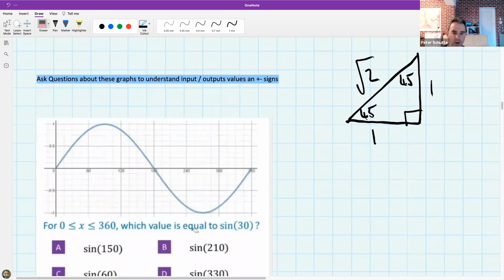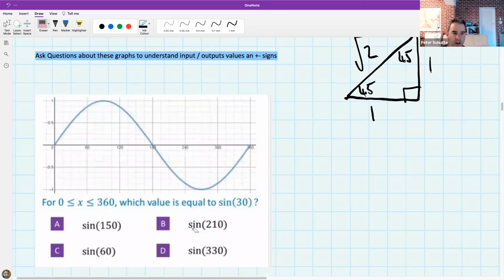Now, I want to ask you this question. Which value of the 4 here is equal to the sine of 30? And I want you to look at the graph and see if the graph can help you. Let's just take it step by step. We're going to build today.